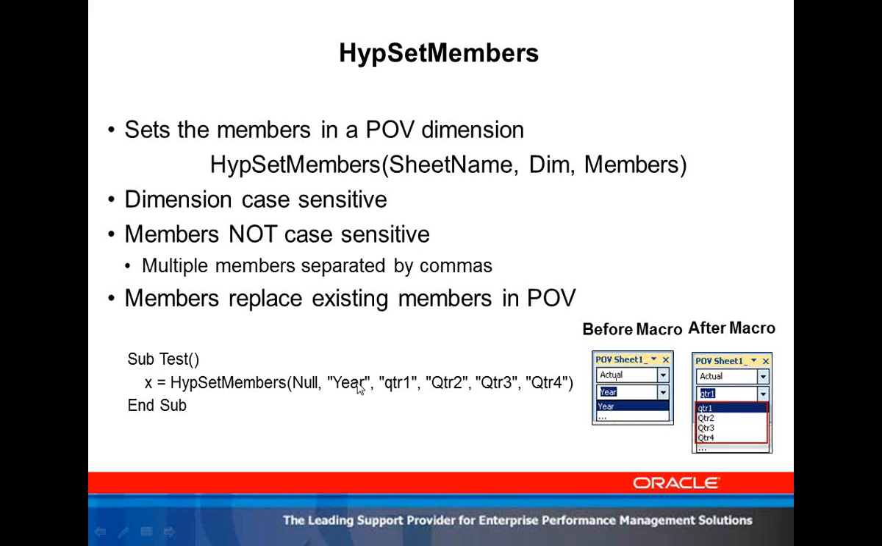And I say set the members of the year dimension equal to quarter 1, quarter 2, quarter 3, quarter 4, and once I run that macro, quarter 1 through quarter 4 appear in my POV toolbar. And notice that year is gone because I didn't select that as a member to be displayed. I had to select the dimension first and the members separated by commas.